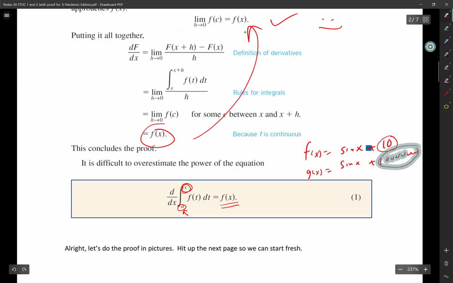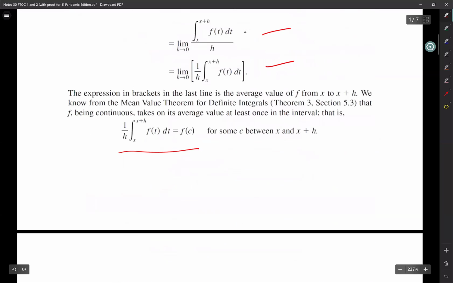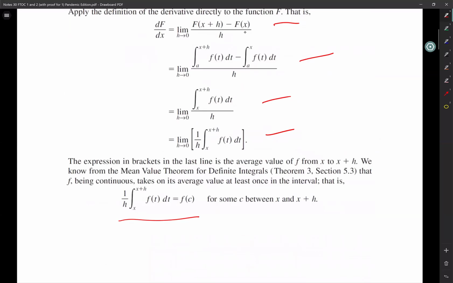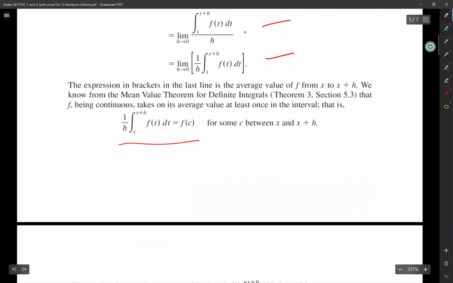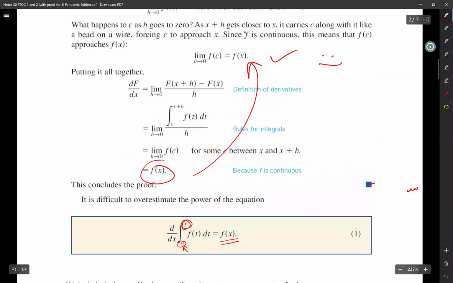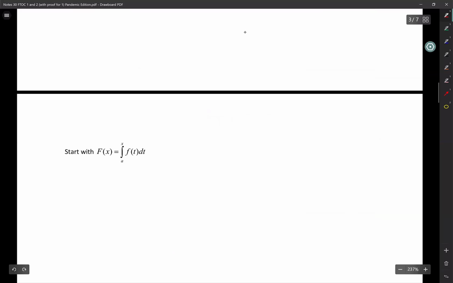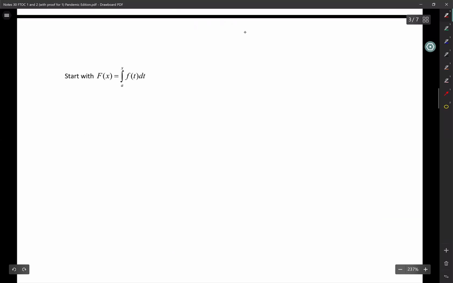We're going to do it with pictures because I think you guys are very good with pictures. I'm going to follow all of this that they have with pictures. Okay, so here we go. Let's start fresh. On the next page, we're going to start with that.